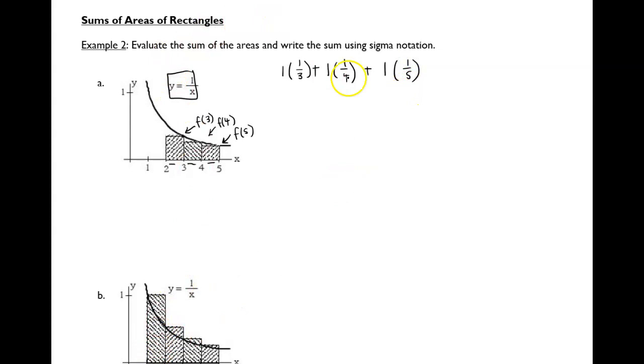So the way I'm going to write that in summation notation, just like we did before, my sum from k equals, I start at 3 and end at 5. And then I'm plugging it into essentially 1 over k. I could write it as 1 times 1 over k, but I can also just write it as 1 over k. And that would give me the area for just this approximation.